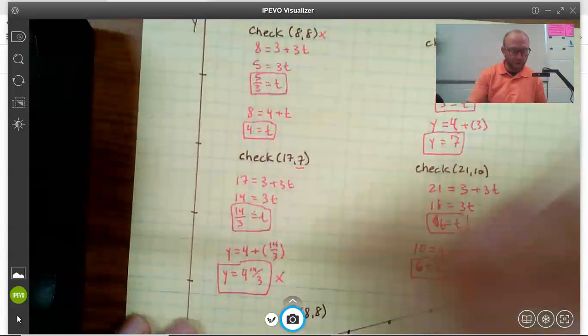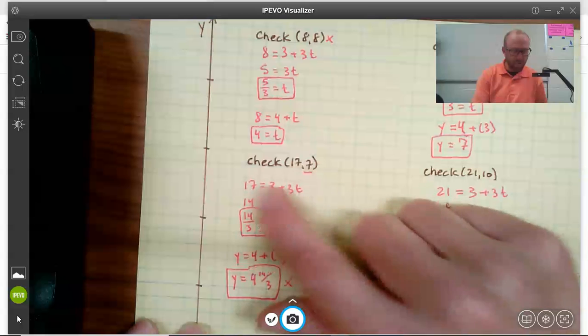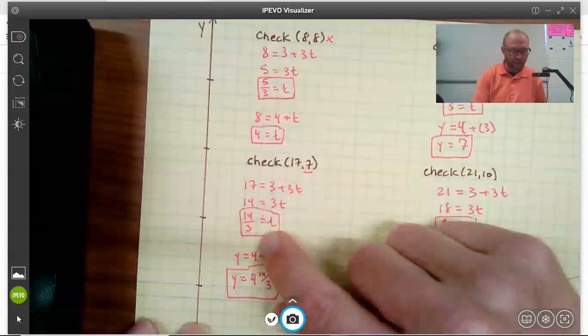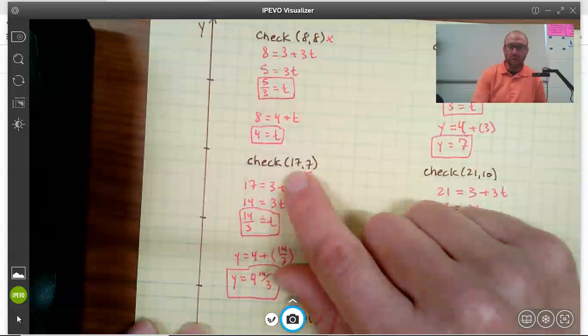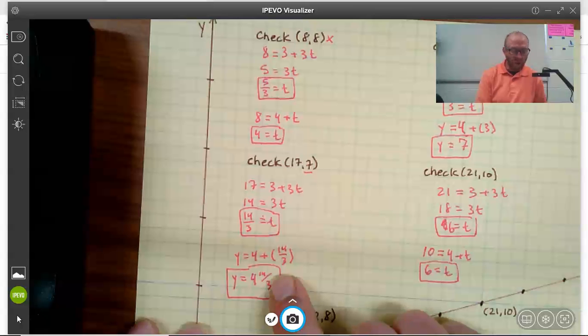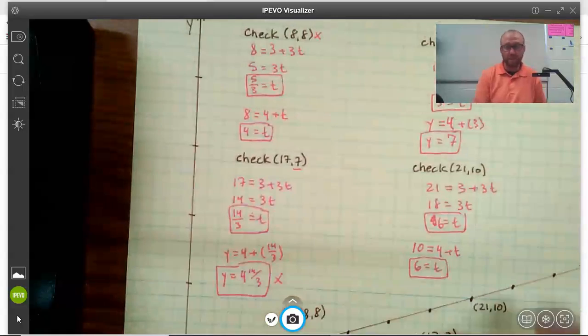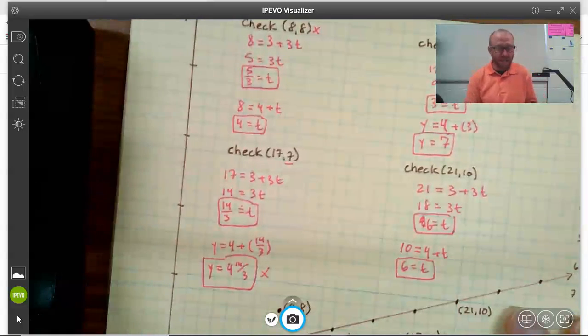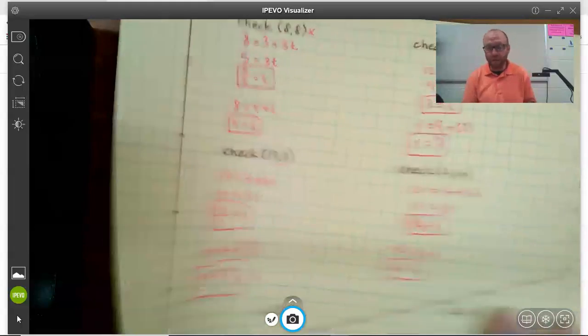The other thing you can do is solve for a particular t value, like I did here. I substituted 17 into the equation for x, solved for t, and found that if t is equal to 14/3, then we will output a 17 for x. And then I'll just plug that number into the y equation and see if it outputs a 7 like I expect. And here it didn't. So we know that the point 17, 7 isn't on the line because the point 17, 4 and 14/3 is.